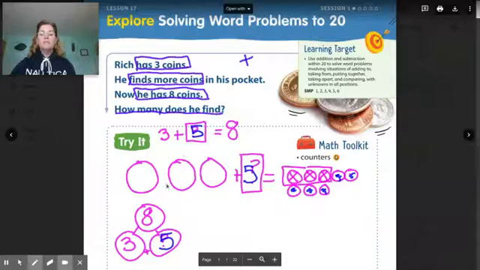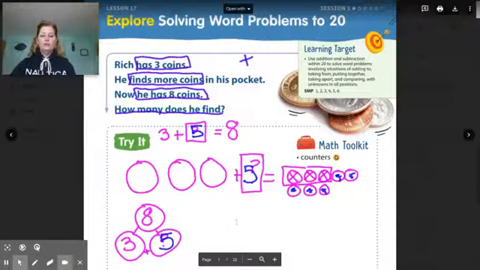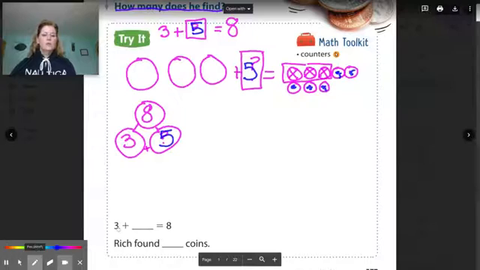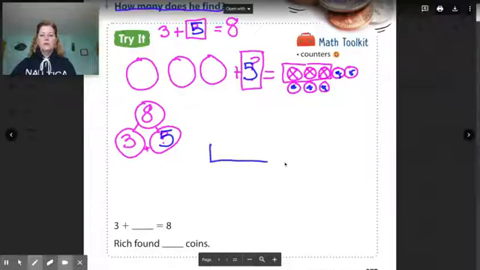Could we have done it a different way? You bet. So remember, if you want to use a number path, I don't know if you guys remember what this is called.